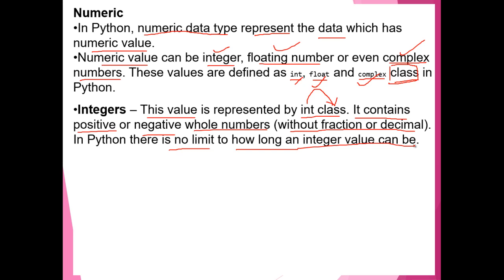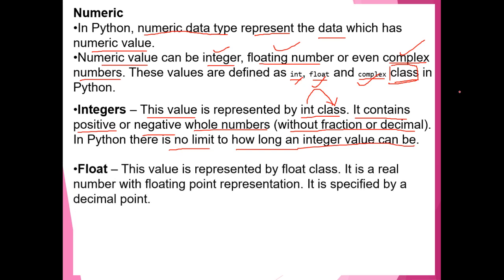So in these languages there is some restriction on the integer value. If we consider the example of C language, if we use int in C language, then we can store data up to a maximum of 32,000 value in it. Okay, but there is no limit on the data in case of Python if we use integers.